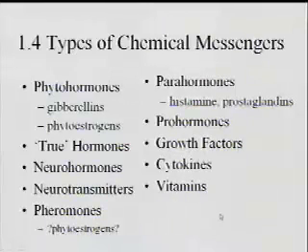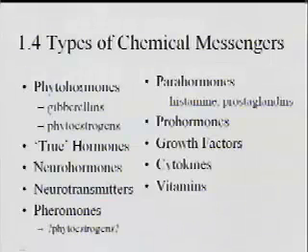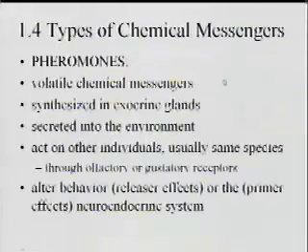Thus, we can proceed to the quick discussion of the types of chemical messengers. There's phytohormones, such as gibberellins and phytoestrogens. There are parahormones, the histamines and prostaglandins, prohormones that we've mentioned, growth factors, cytokines, vitamins, true hormones, neurohormones, neurotransmitters, pheromones. And the question is, are phytoestrogens pheromones? So let's define some of these, and then we can answer that question.